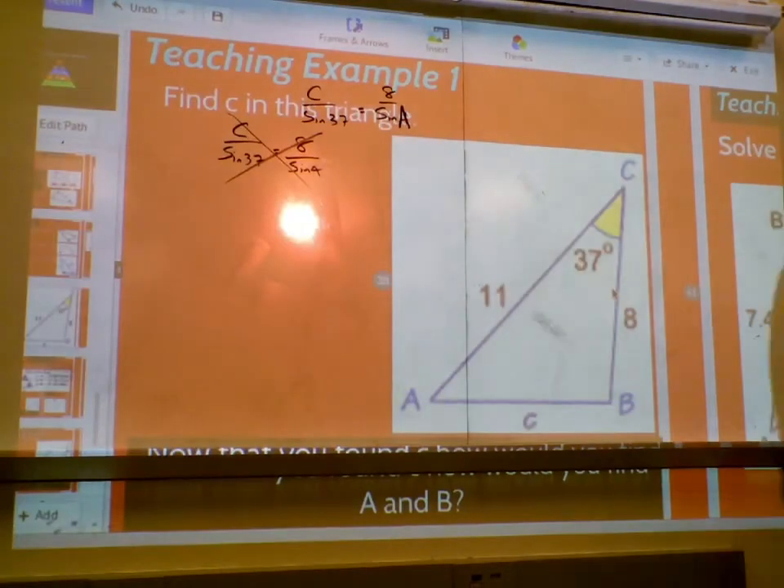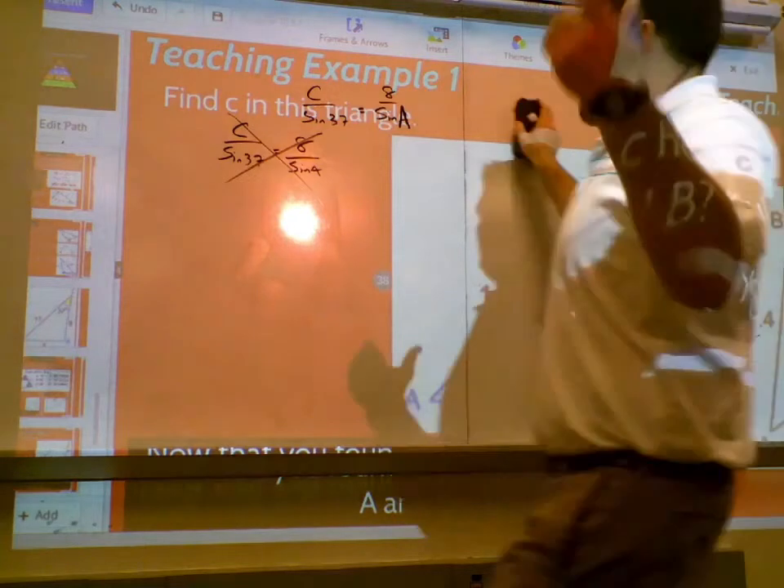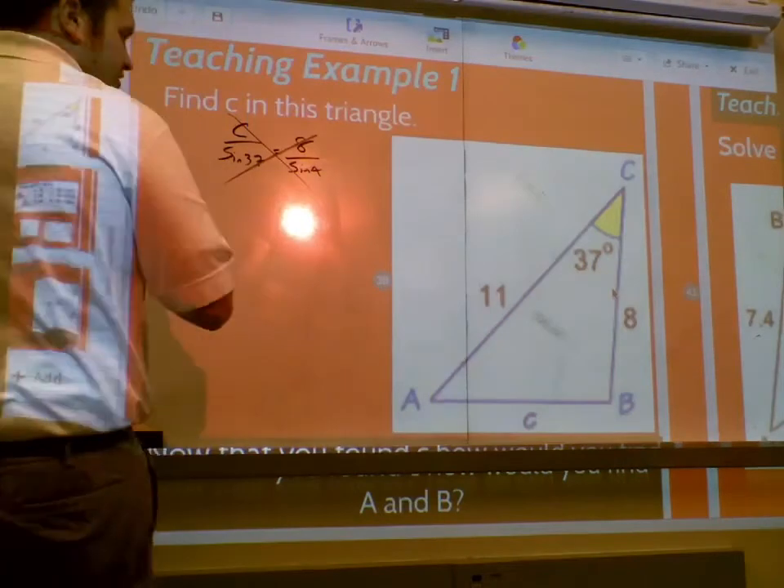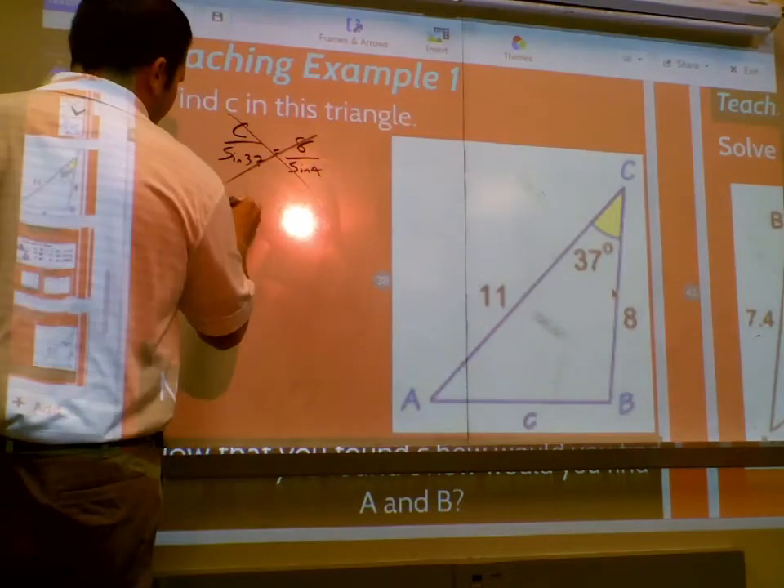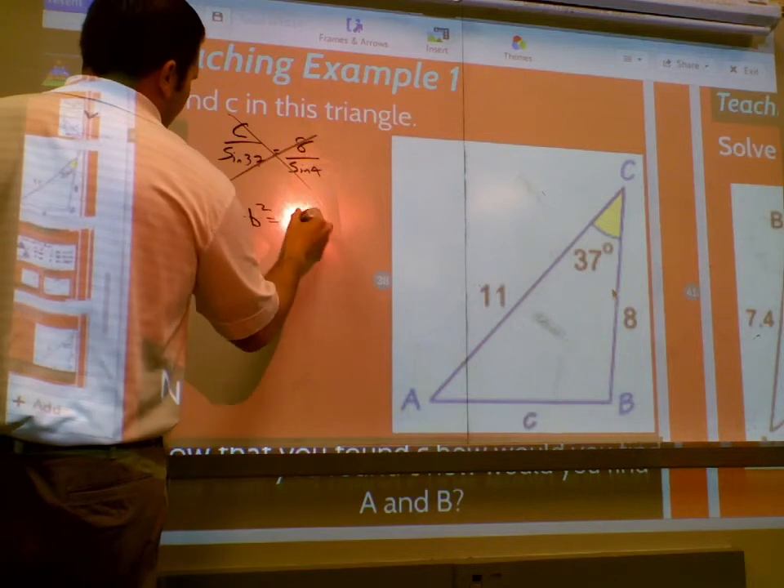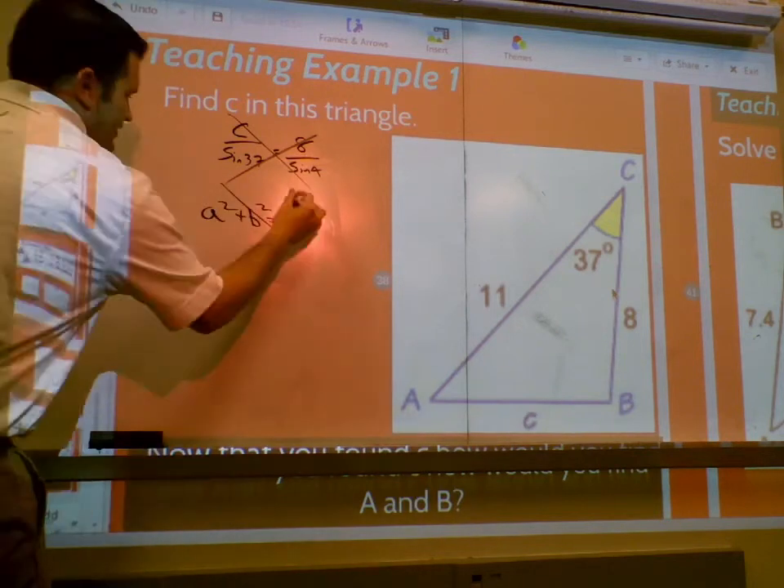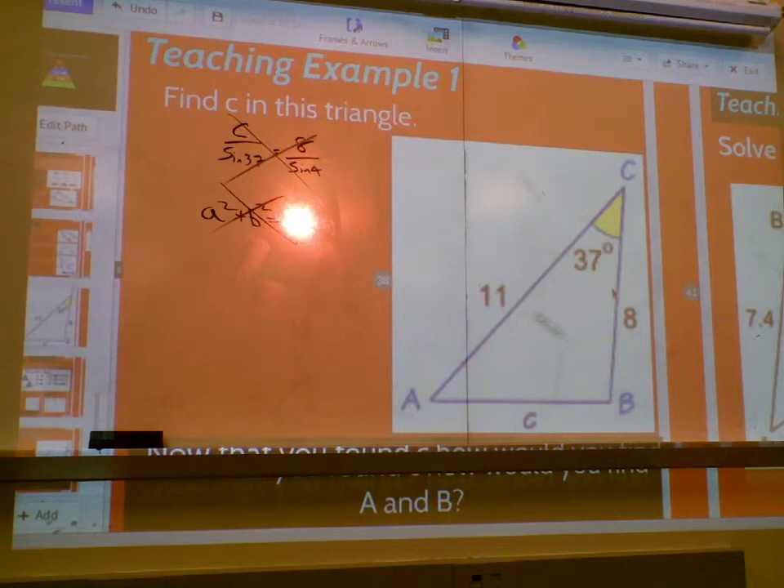Anybody try SOHCAHTOA? You can do the A squared plus B squared equals C squared? So can I do that? No. Why not? It's not a right triangle. It looks like one, yeah, but looks can be deceiving. What else?